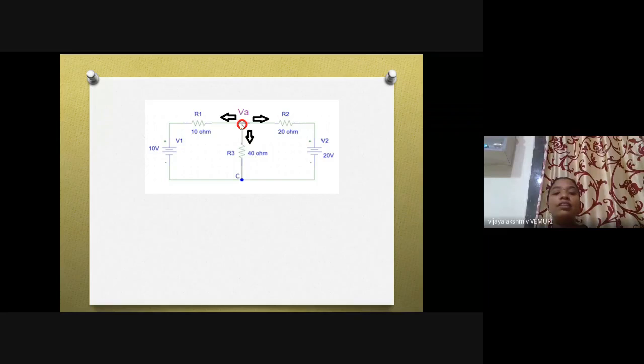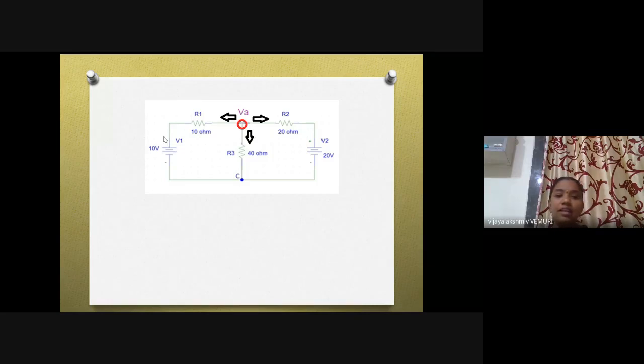Whenever this voltage is assumed to be the highest voltage, the current always flows from the highest potential to the lowest potential. That is why I have assumed this to be the highest voltage. So the currents are leaving the node, like this. Am I clear? Do you have any doubt?